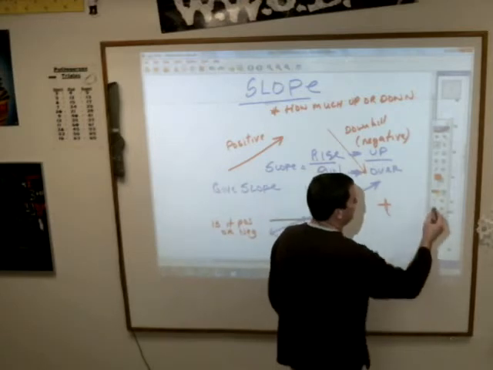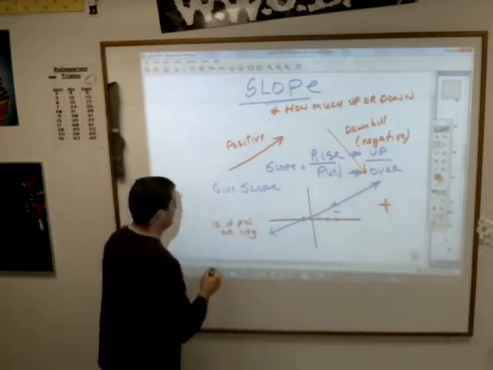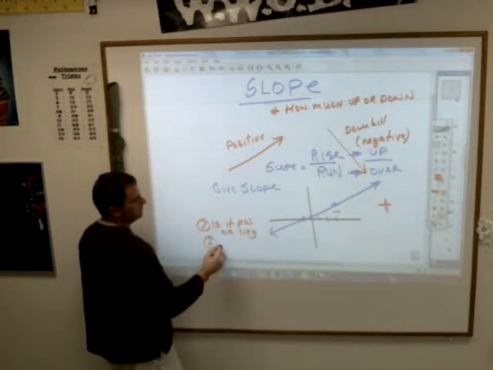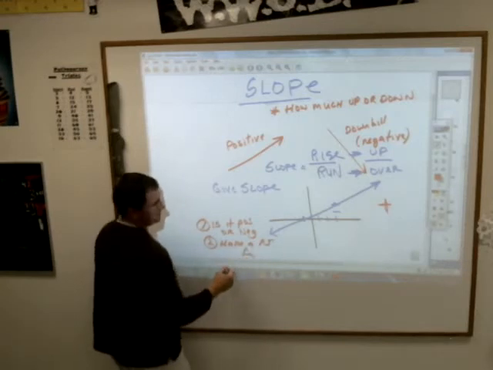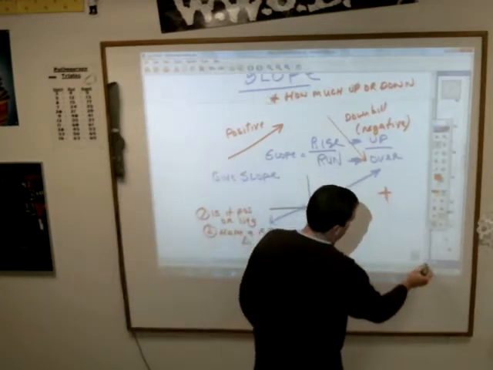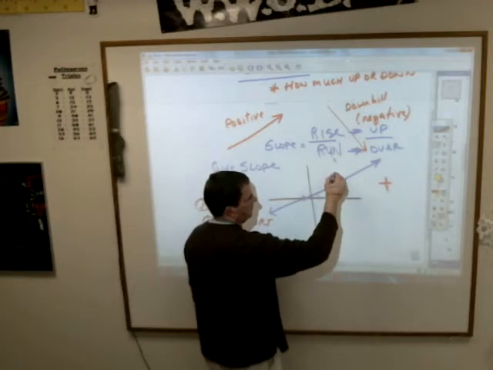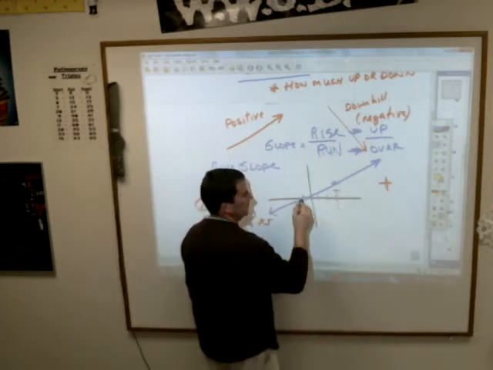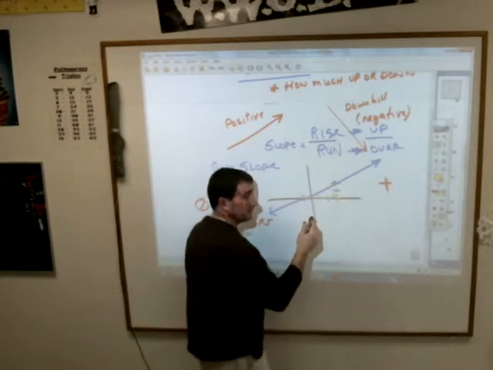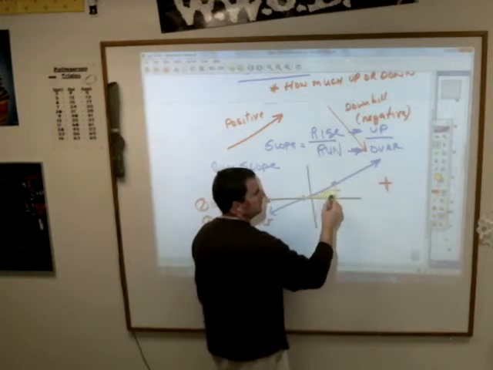Now, how do you figure out what the actual numerical slope is? Determining positive or negative is step number one. Step number two is you need to make a right triangle. This is much easier done than said. To make a right triangle, go straight up and down through this point, and go straight across here. Because all of our lines are square lines on this grid, here is a triangle, and it is a right triangle.